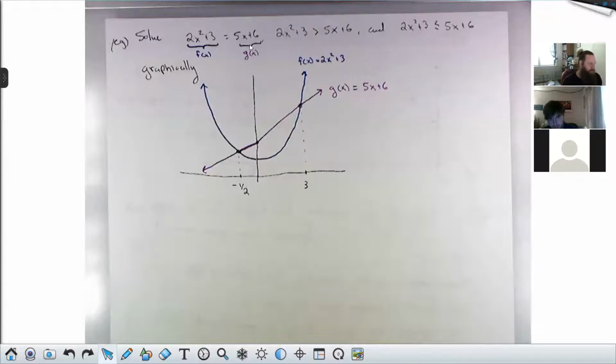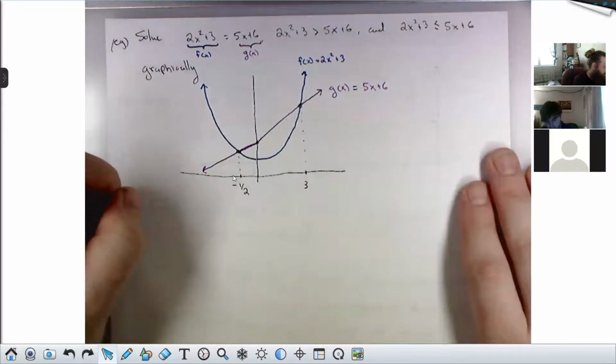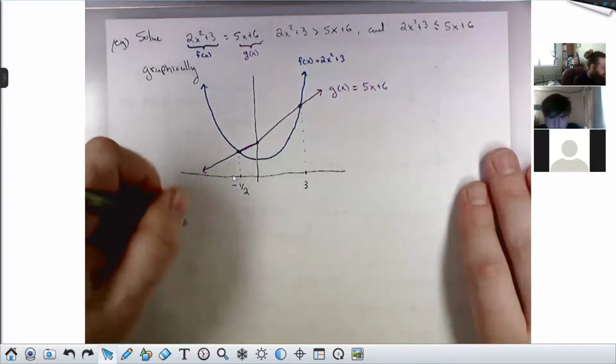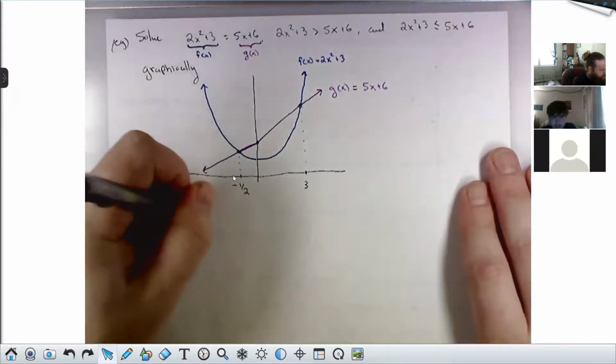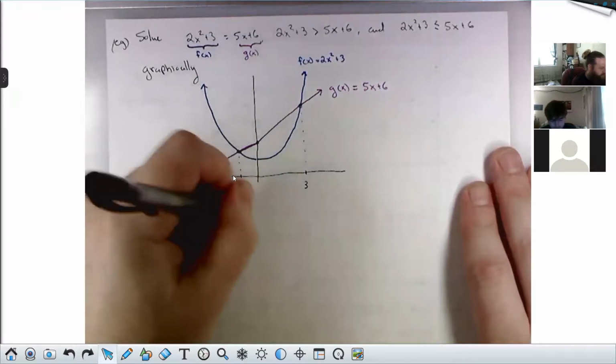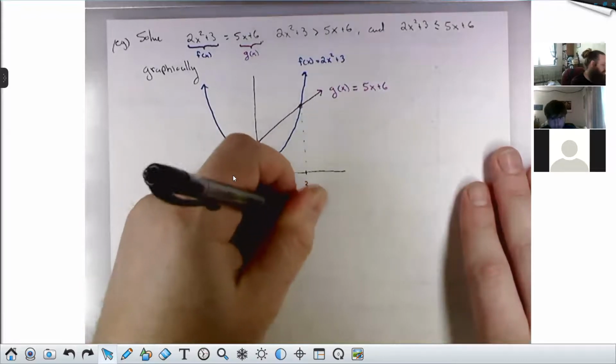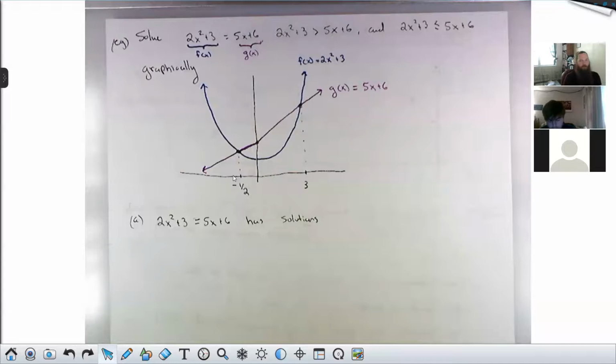And at that point, you might as well just solve these equations and inequalities algebraically. But if you're given this, as you have been here, you can then solve each of these really nice and quick without doing too much work. So let's start with the equation. 2x squared plus 3 is equal to 5x plus 6 has solutions. What are the solutions to that equation based on this graph?